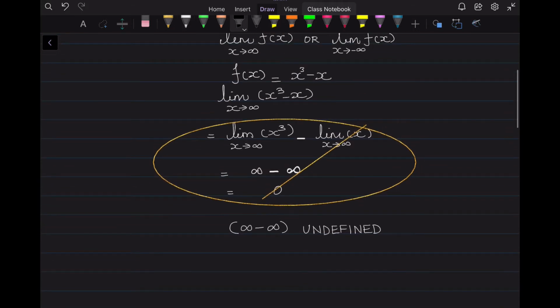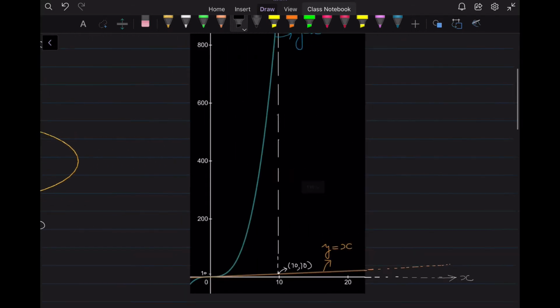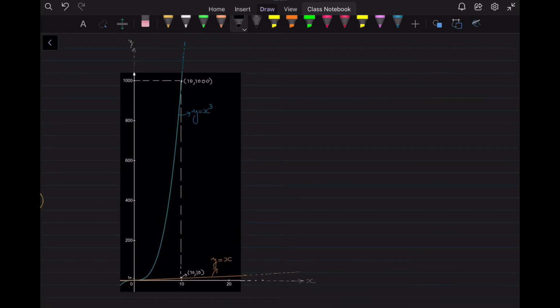So we have to take another approach to see if this limit exists or not. What we are going to do here is compare the rates at which x cubed and x become large as x becomes large. For that, I'm going to show you the graph of x cubed and x on the same coordinate axis, which I have right here. You can see here that the graph in the color blue is x cubed and the graph of the function x is right here.